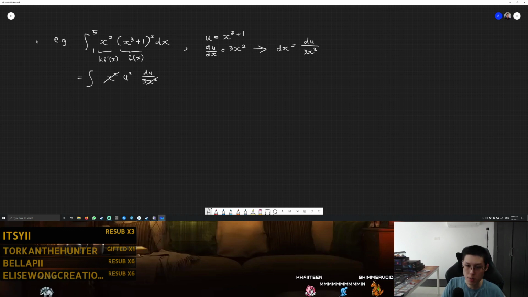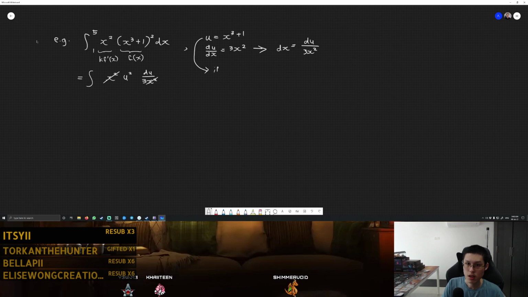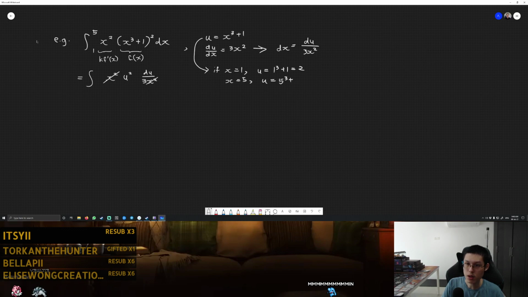Now, a common mistake that people tend to make is they would retain the same limits. They would put 1 and 5 here. But the thing is, these limits are only for when it's x. Now you've changed to u, you have to change the limits to u as well. So since x is equal to 1, u must be equal to 1 cubed plus 1, which is 2. If x is equal to 5, u is equal to 5 cubed plus 1, which is equal to 126. So you put in your new limits, like so.